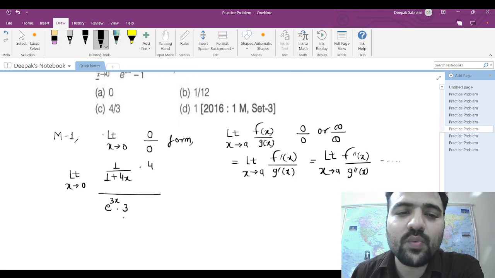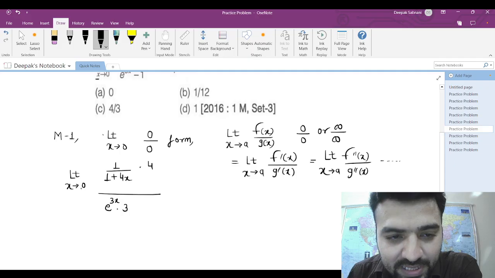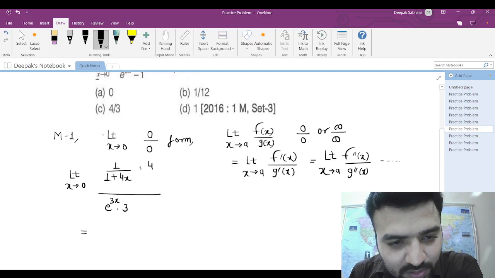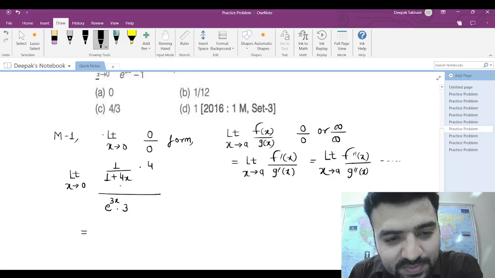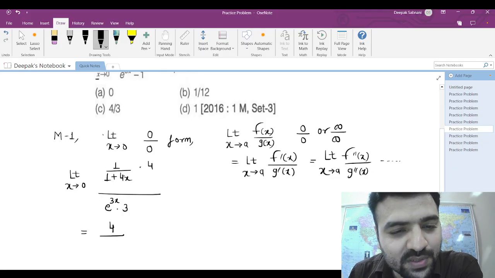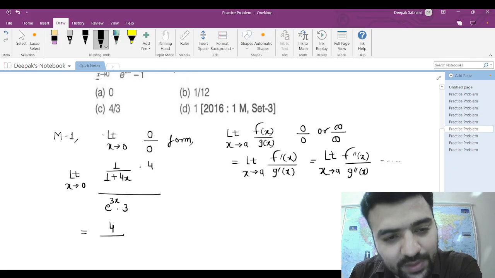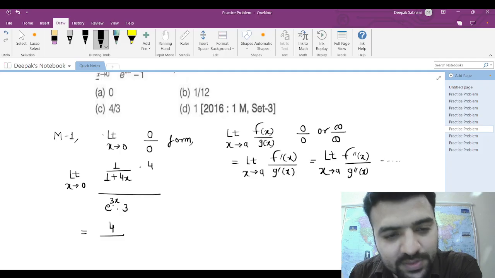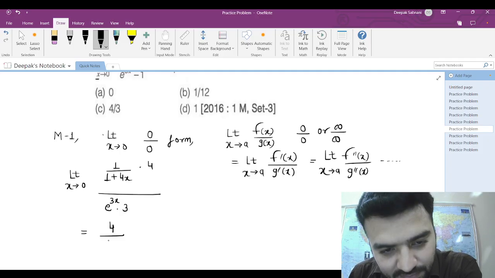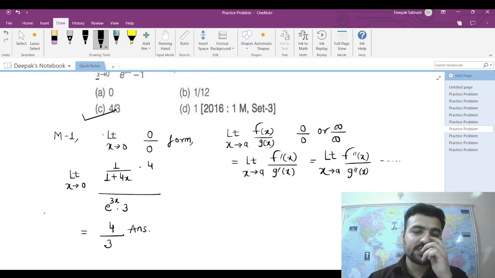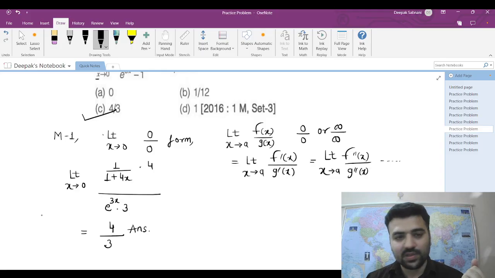Now again we can substitute the limit, put x tends to 0. If you put x tends to 0, you are getting 1 in the denominator of the first factor, that is 4 divided by 1, and this 4x becomes 0. So in the numerator you are getting 4 by 1, that is 4. Substitute here, e to the power 3 into 0, that is e to the power 0, that is 1. 1 into 3 is 3. 4 by 3, that is the answer. Very simple. So this is method number 1 by which you can solve this problem.